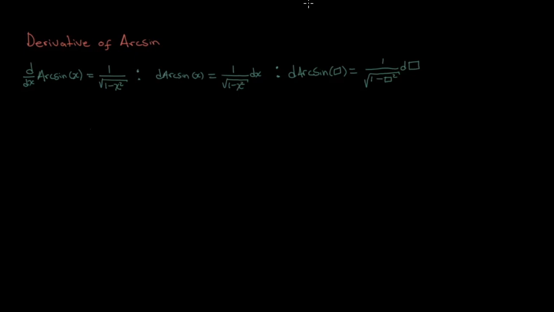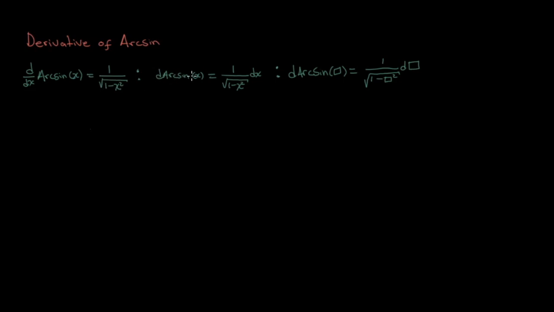In this video, we're going to talk about how to calculate the derivative of an arcsine function. So, you're given a function arcsine x. The derivative of that is going to be 1 over the square root of 1 minus x squared. There's a little bit more to it, though.